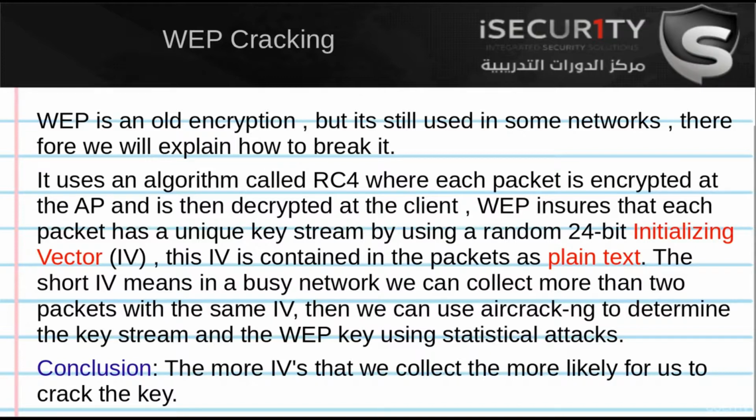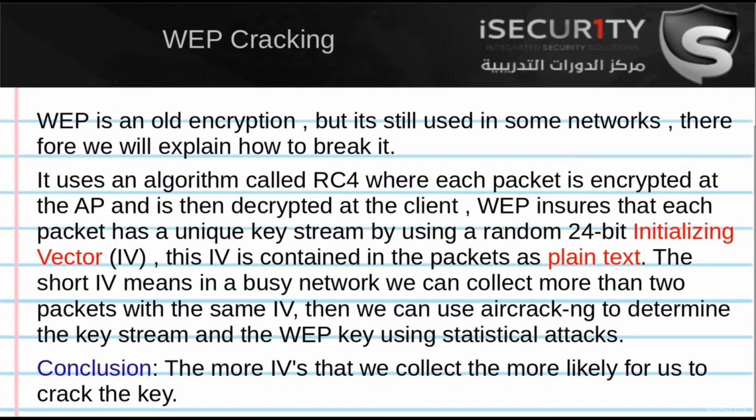So the initialization vector is a 24-bit random key. It's sent into the air in each packet, and it's sent as plain text. In a busy network, we're going to have a very large number of packets. This means that the possibilities of unique IVs will be exhausted, and if we are sniffing all these packets, we will be able to collect two packets that have the same initialization vector.